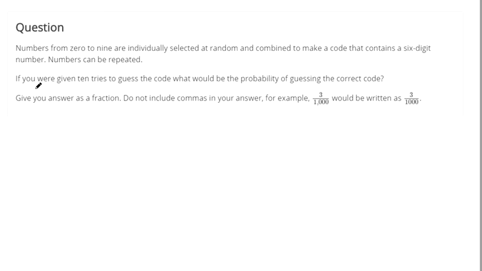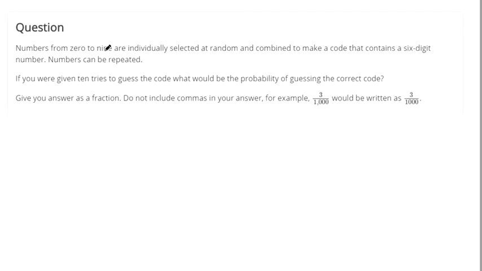Let's jump right to the end. If you were given 10 tries to guess the code, what would be the probability of guessing the correct code? Okay, so we got some sort of code. We got to guess a probability. It sounds like we're going to have to figure out the number of different options there are for this code. So with that in mind, now let's go read through, and now the details of the problem will hopefully stick in our brain a little better.